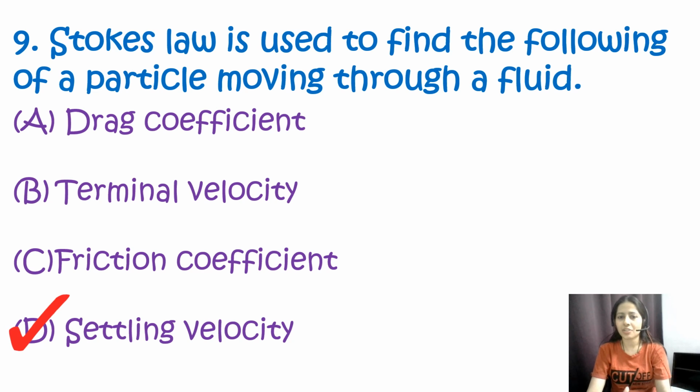It describes the relationship between the velocity of a small spherical particle, which settles under the force of gravity through a viscous fluid. So over here my correct option is D, that is settling velocity.